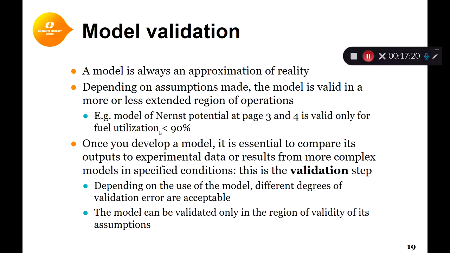No matter at which level you model the fuel cell, one necessary step is always to validate the model with experimental data or with the results from a more complex or more accurate model. It's also important to know what is the range of validity of your model. For example, the way we model Nernst potential is only valid for fuel utilization lower than 90%. If there are other assumptions that you make when writing your mathematical equations, you also have to remember that this may reduce the range of validity of the model.